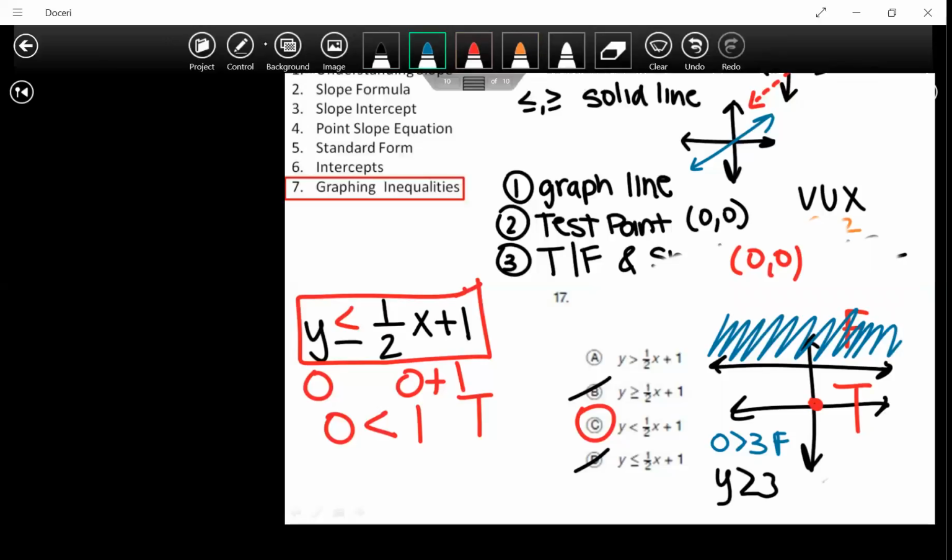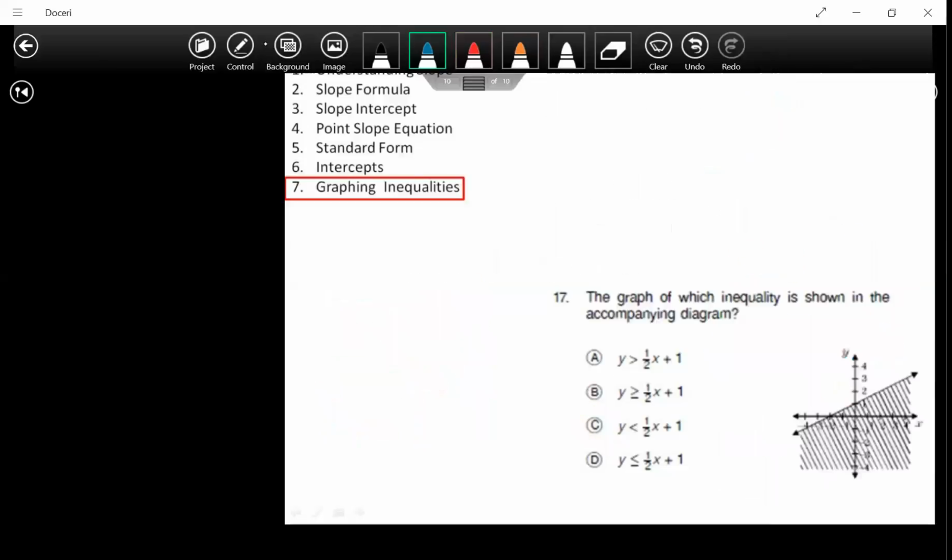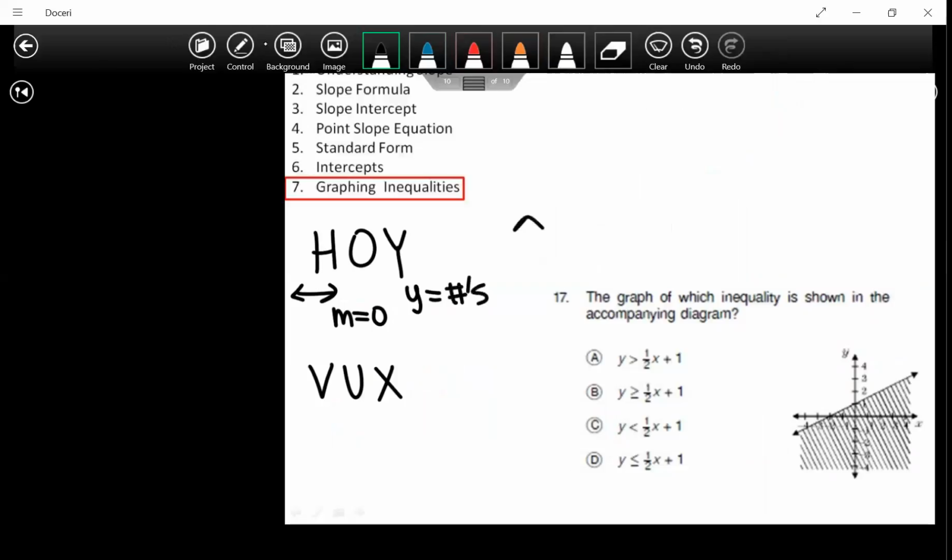Yes, vertical is up and down. Let me clear this up for you. The one thing I would add is Hoy and Vux, where Hoy is horizontal, a slope of 0 for y numbers. The way it would look is a horizontal line this way. Vux is a vertical line, a slope that is undefined, UND, for values of x. And let's say my up and down.